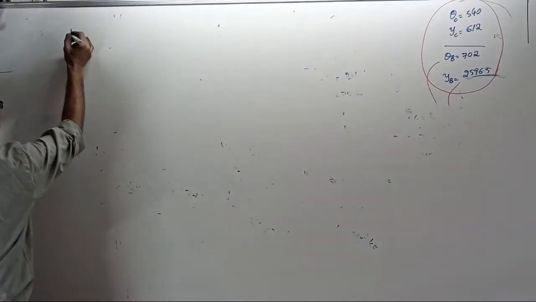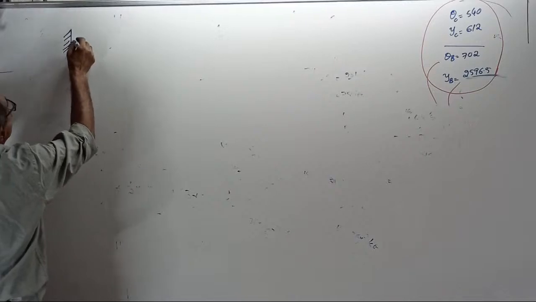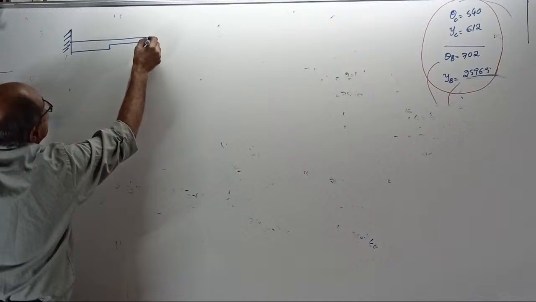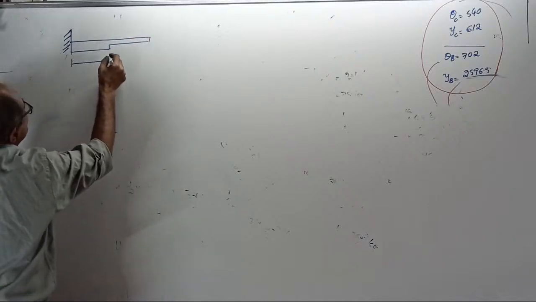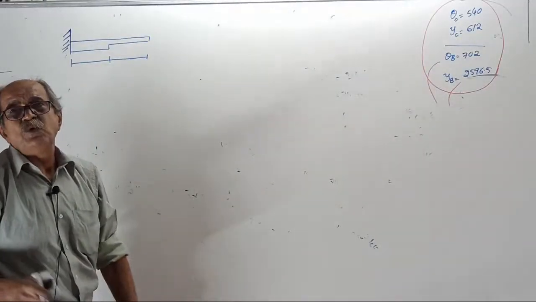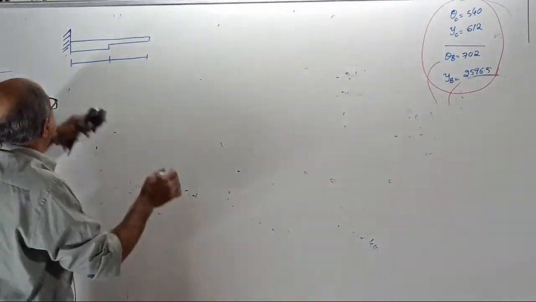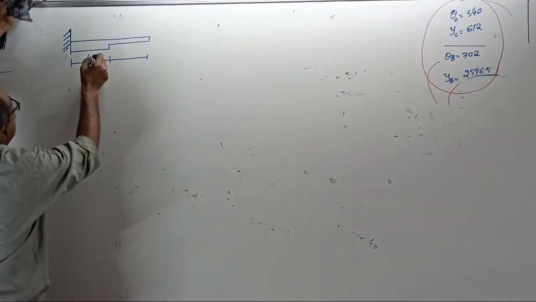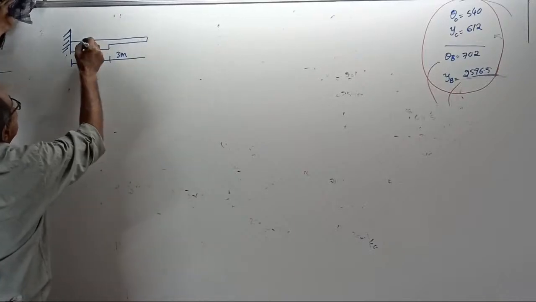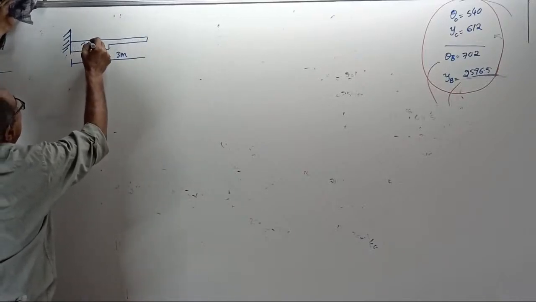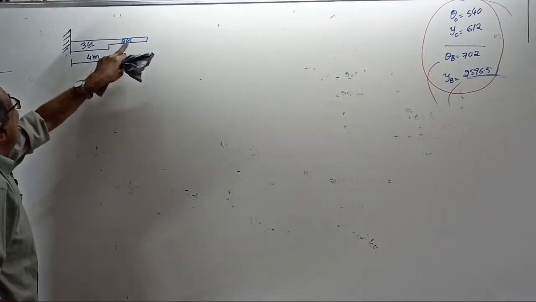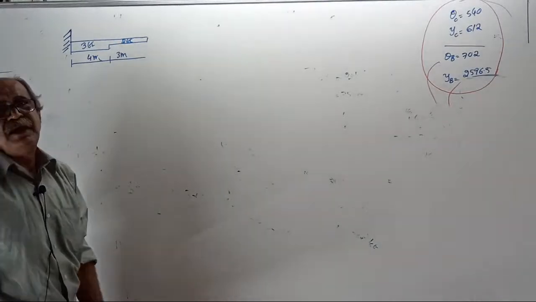Once upon a time, there is a cantilever beam of this way, non-prismatic. This length and this length are not equal. Usually in examinations, if they give equal length, I'll give unequal length. See, once again, this is 4 meter, this is 3 meter. This is 3 EI, this is 2 EI. Usually they give EI and 2 EI. Deliberately I am giving 2 EI, 3 EI.